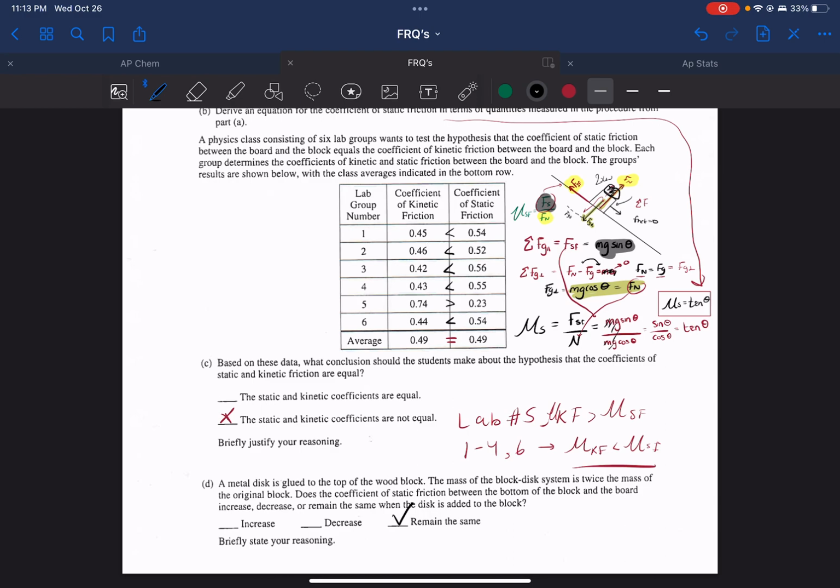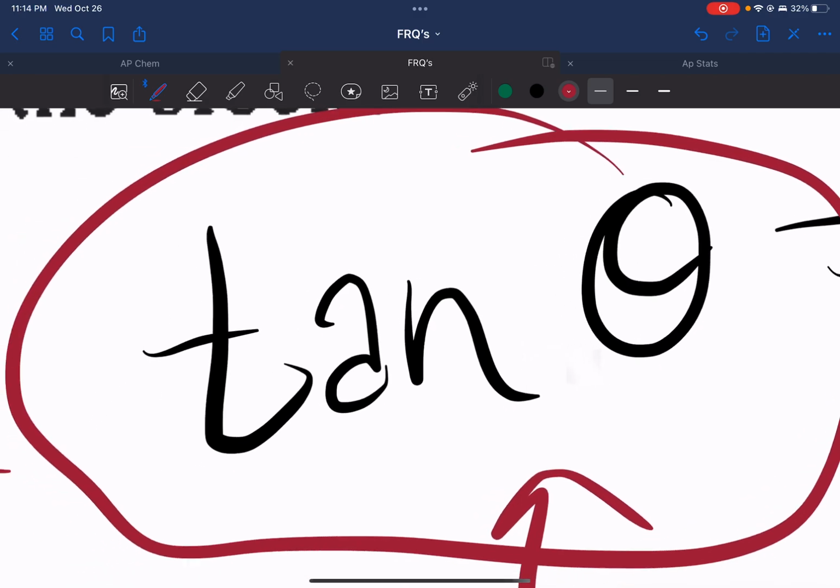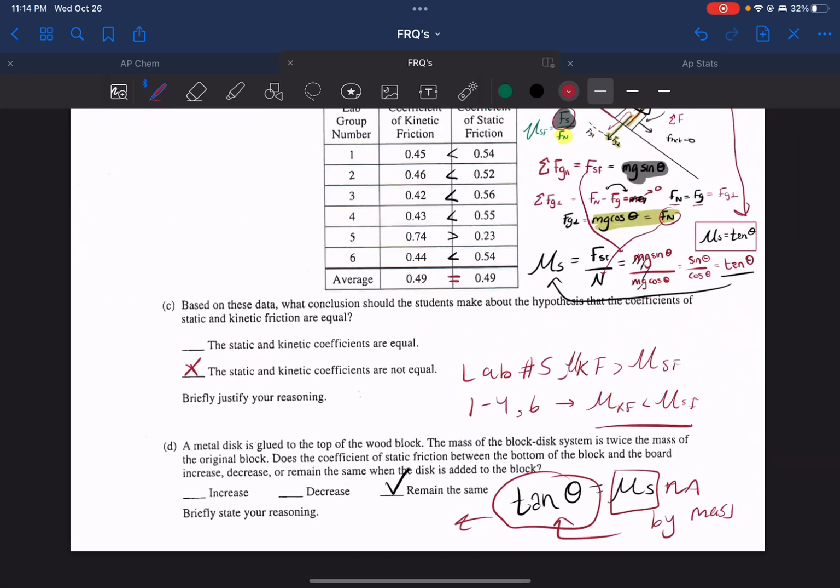The reason you can justify this is, first, you found your formula for the coefficient of static friction: tangent theta. The coefficient of static friction is not affected by mass, because the formula is not affected by mass. Whether it's 20 kilograms, whether it's 10 kilograms, it's a constant, and this tangent theta has nothing that indicates that it'll be affected by mass.